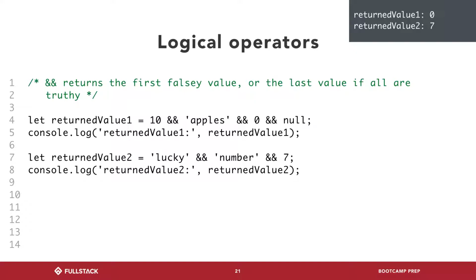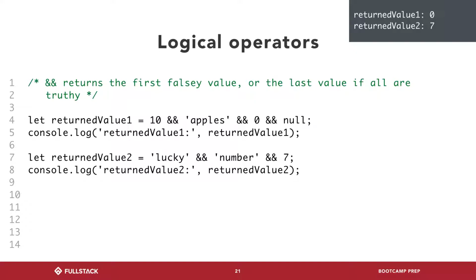Now, if we put this in a conditional, this would become false, because if I convert 0 into a Boolean, it will be false. Similarly, down here, if I have these three things, the first one's truthy, the second one's truthy, and the third one's truthy, and we reach the end, JavaScript says, okay, great, I'll just give you the last thing, which is 7. And if I put that in a conditional and convert it to a Boolean, I get true.